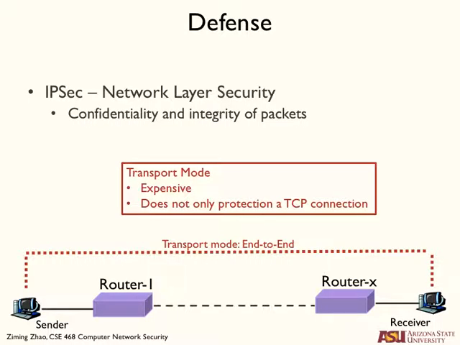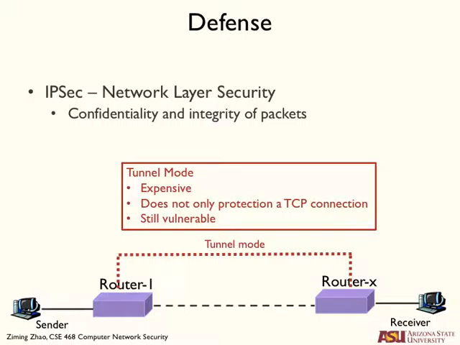The reason is, assuming we are using transport mode, which builds an end-to-end secure channel between the sender and receiver, this is very expensive, because this is not only to protect one TCP connection. It protects all the IP communications between the sender and the receiver. And all those communications share the same security association, which means different applications running on top of IPsec are using the same keys.